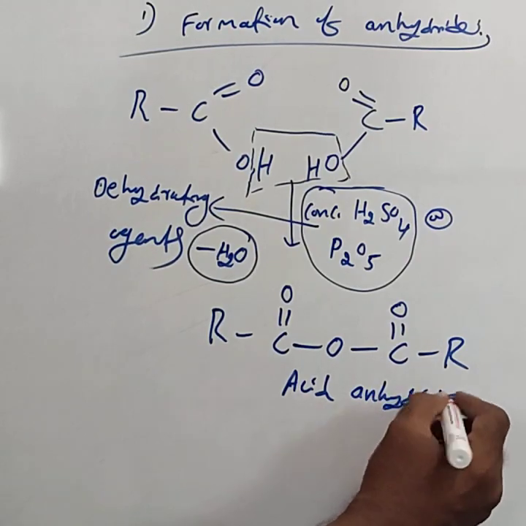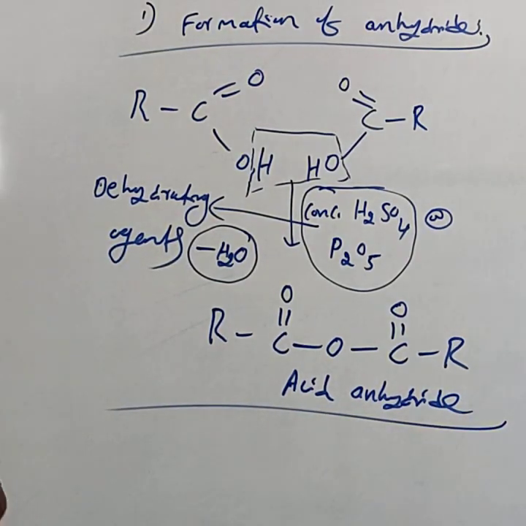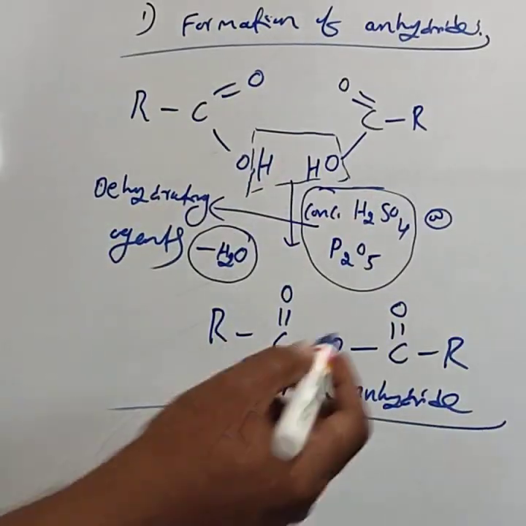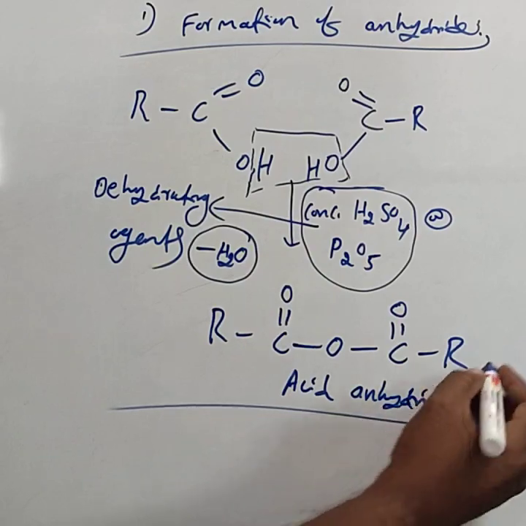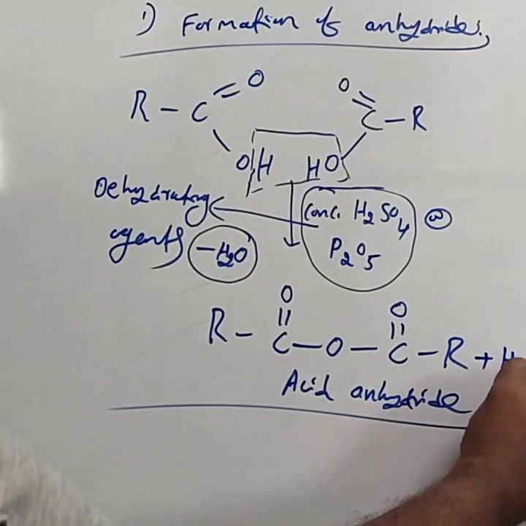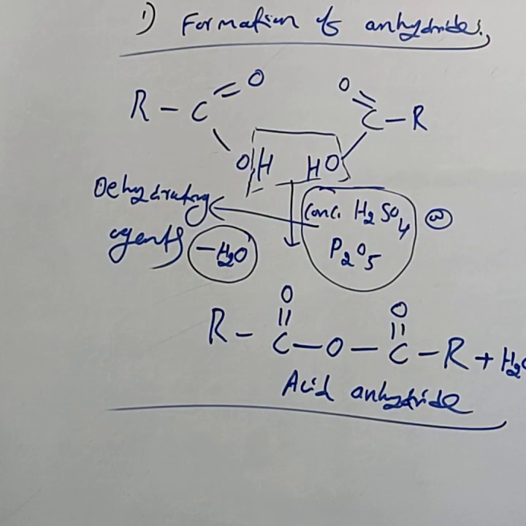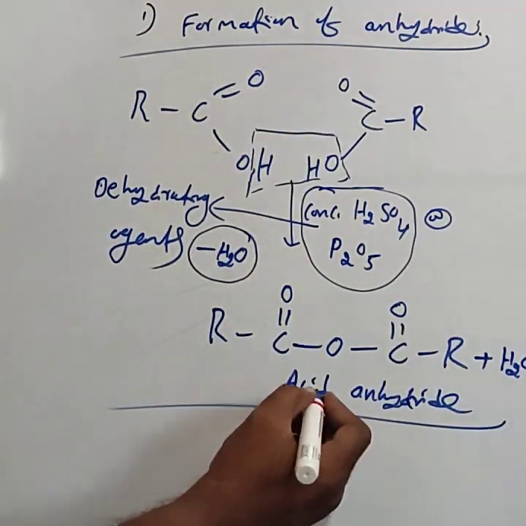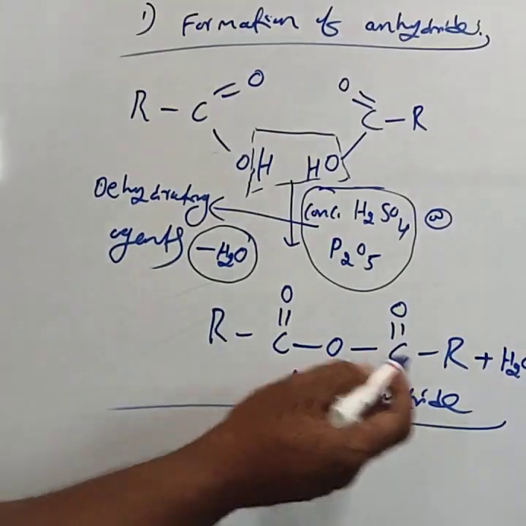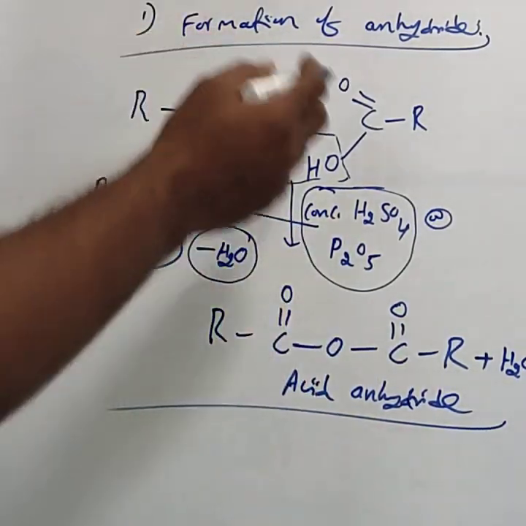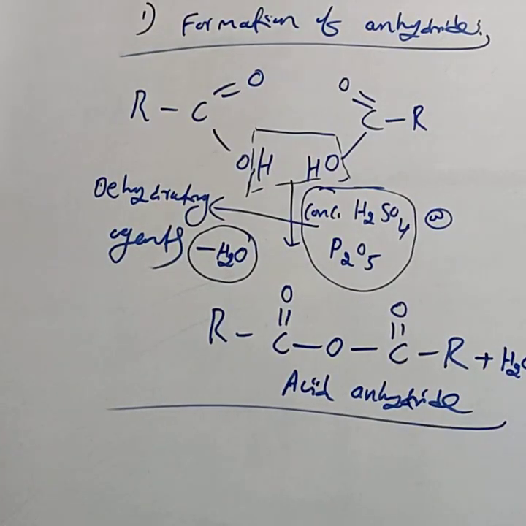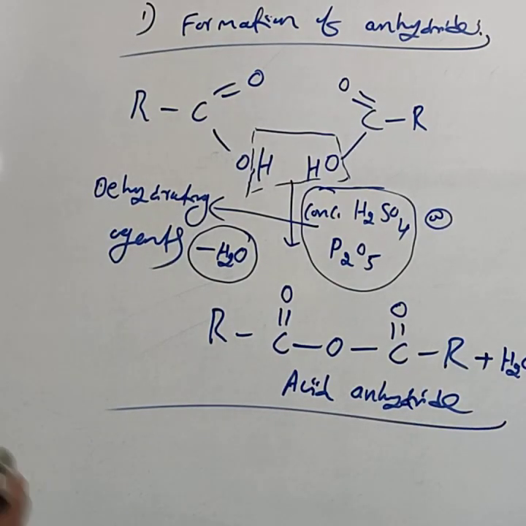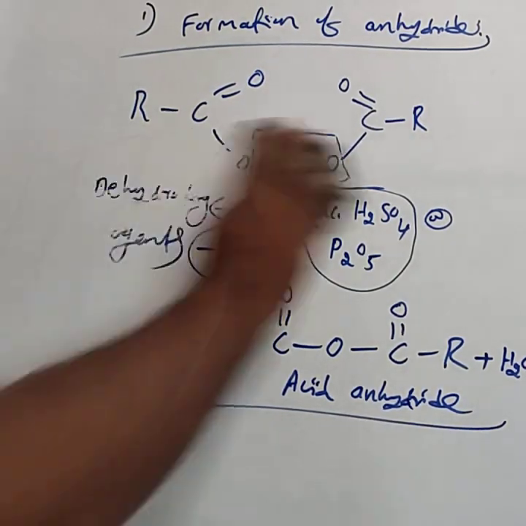This is derived from the carboxylic acid, hence it is called the acid anhydride. Why is it called anhydride? Because this compound is formed by the removal of the water. By the removal of the water, this compound is formed. Hence, it is called the acid anhydride. This is derived from the carboxylic acid. Hence, it is called an acid anhydride. For this anhydride, you can take the example.